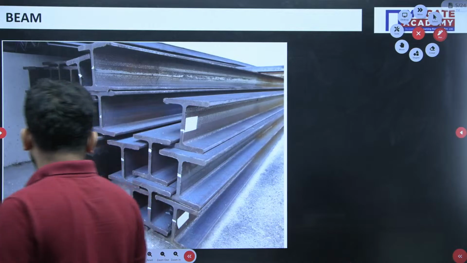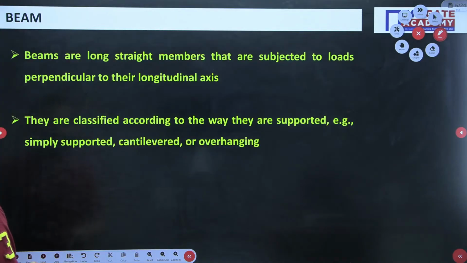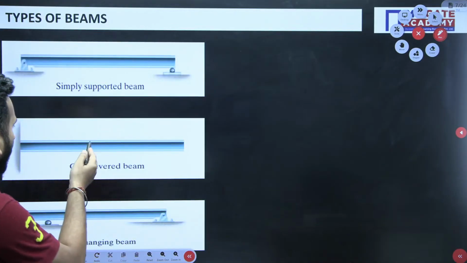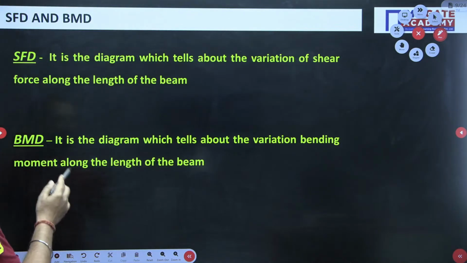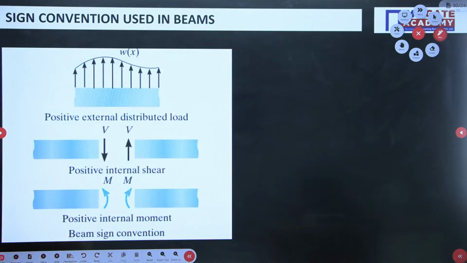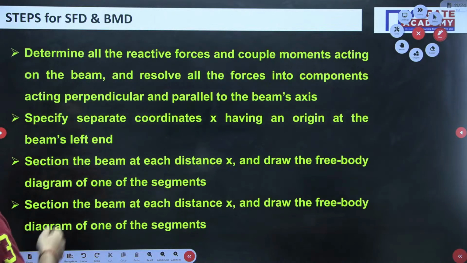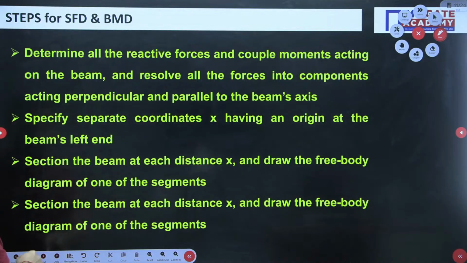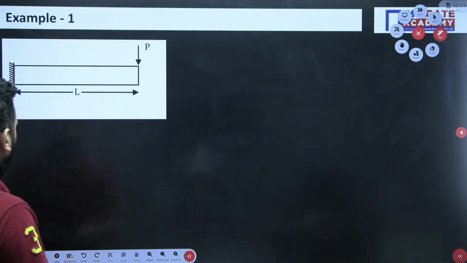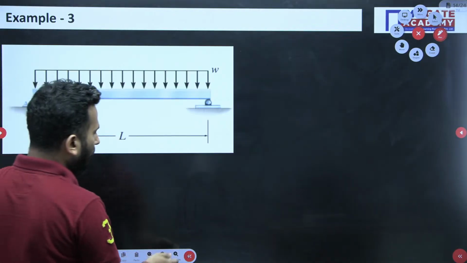So my dear friends, yesterday we saw what a beam is, what the characteristics of a beam are, and what SSB, cantilever and overhanging beams are, all these things. Then what shear force is, what bending moment is, and what the purpose of SFD and BMD is. Then this was the sign convention that has been used, and in 3-4 steps I have written the steps to draw SFD and BMD neatly, and we have seen with the help of examples how we have to draw SFD and BMD.